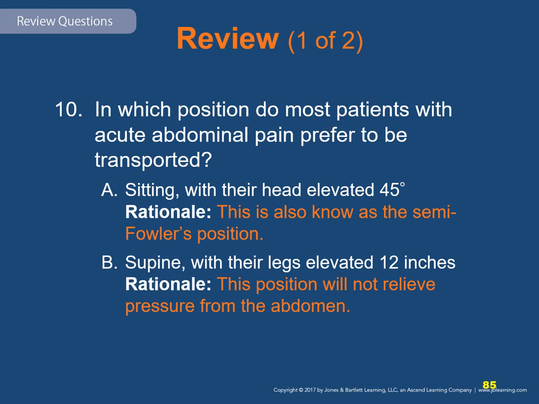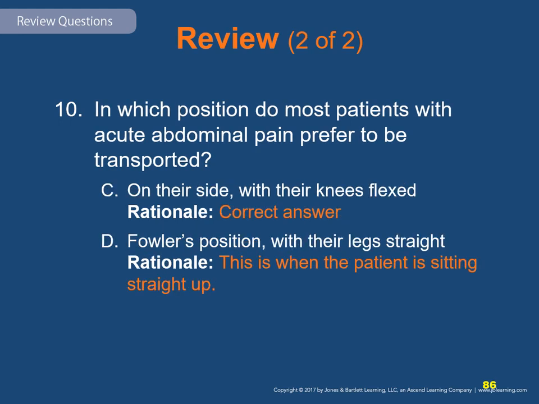In which position do most patients with acute abdominal pain prefer to be transported? A, sitting with their head elevated 45 degrees. This is also known as the semi-Fowler's position. B, supine with their legs elevated 12 inches. And this position will not relieve pressure from the abdomen itself. C, on their side with their knees flexed. This is the correct answer, and invariably, unconsciously, they will draw themselves into this position already. And D, Fowler's position with their legs straight. This is when the patient is sitting straight up and is most often not the most comfortable position for them to be in.